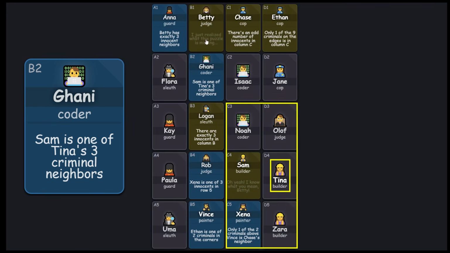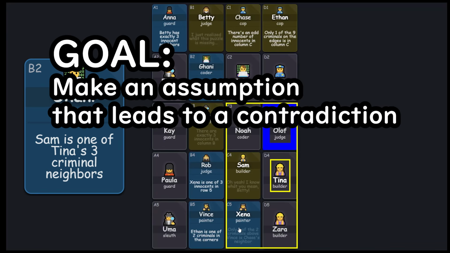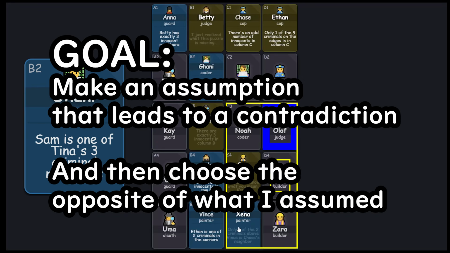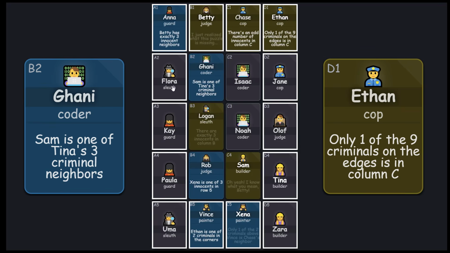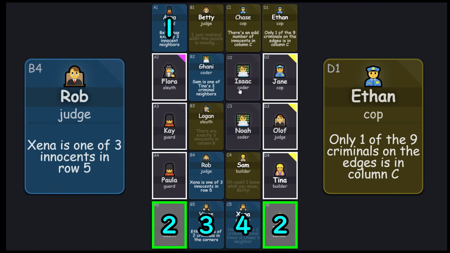Tina has 3 criminal neighbors. Let's assume Olaf is innocent. Before we continue, I'd like to explain why I picked Olaf and not the other people. The reasoning is that I'm trying to cause a contradictory state in order to negate certain assumptions. Right now, the easiest way to cause it seems to be having more than 5 innocents on the edges. More specifically, having more than 1 innocent among these 6 people. And assuming Olaf to be innocent seems to cause enough chain reactions to reveal something useful.